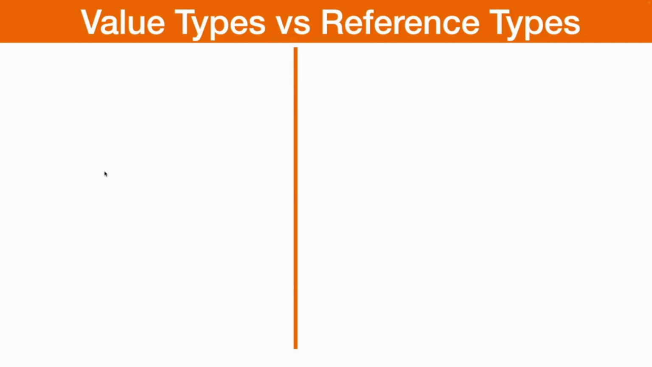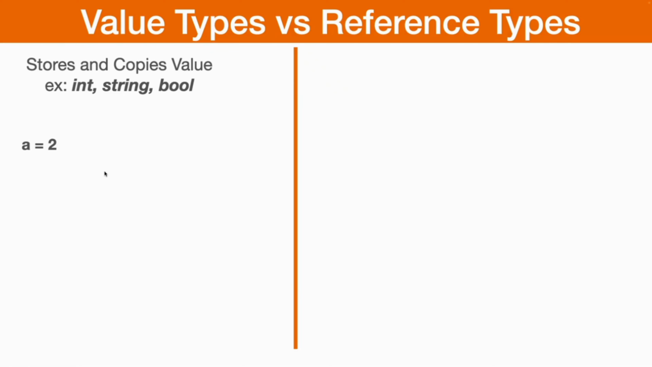In JavaScript, data can be stored as value types or reference types. Value types store and copy the value. For example, integer, string, and boolean. What is the meaning of stores and copies the value? For example, say you are assigning a value to variable a. What this is going to do is, in memory, assign that value directly to that variable, right? That's the meaning of stores the value.